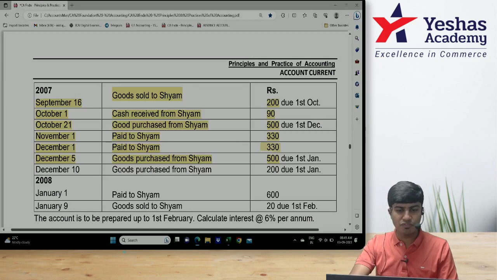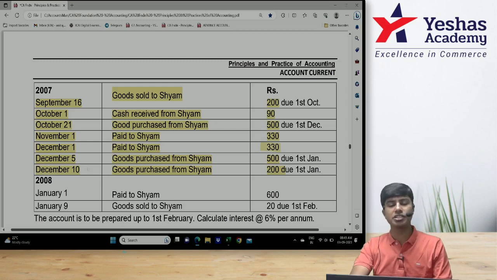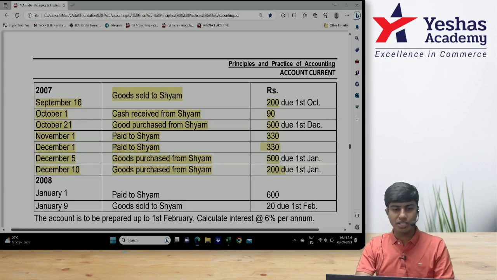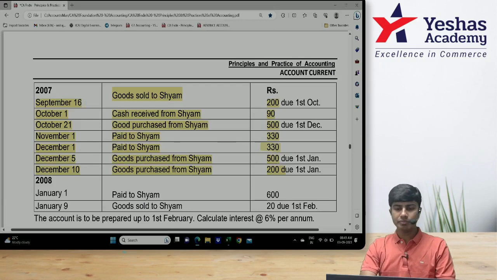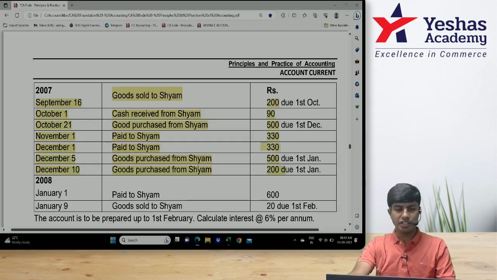Goods purchased from Shyam. How much? 200. December 10th. What is the journal entry when the goods are purchased? Purchase account debit to Shyam. In Shyam account I'll write by purchases. Amount is 200. December 10th is the date. Due date 1st of January. Clear till here? We have another two transactions.